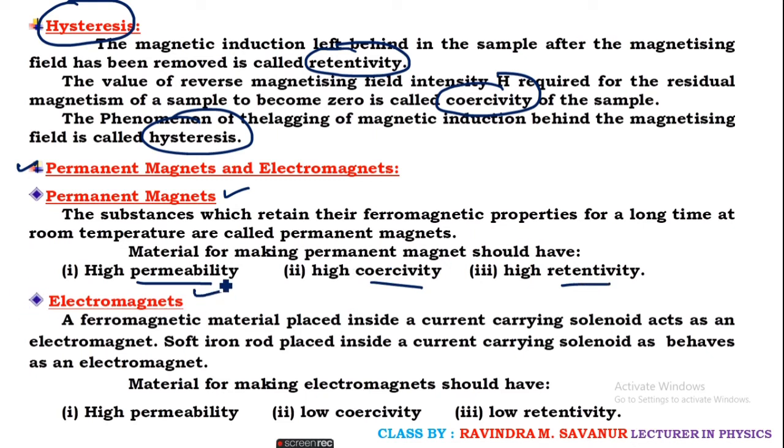Similarly, electromagnets. Here a ferromagnetic material placed inside a current carrying solenoid acts as an electromagnet. The soft iron rod which is placed in a current carrying solenoid behaves as an electromagnet, and these should have high permeability, low coercivity and low retentivity. Here particularly you are using soft iron to make electromagnets.